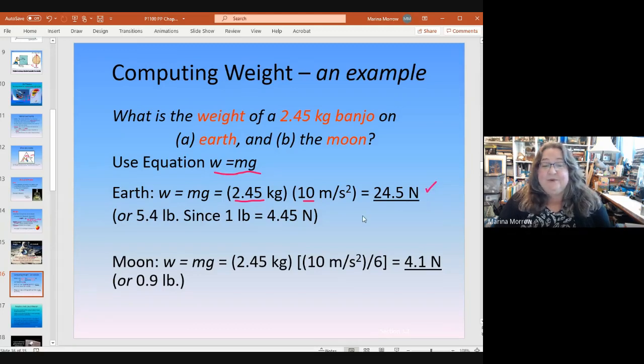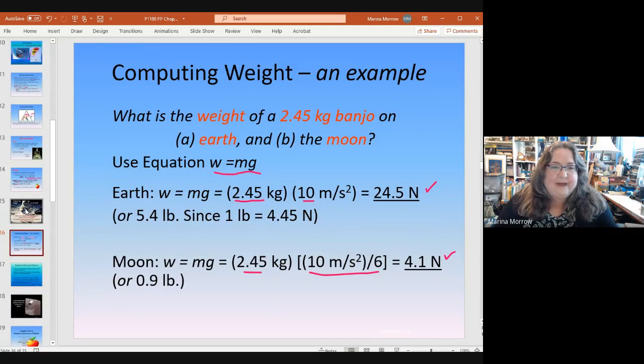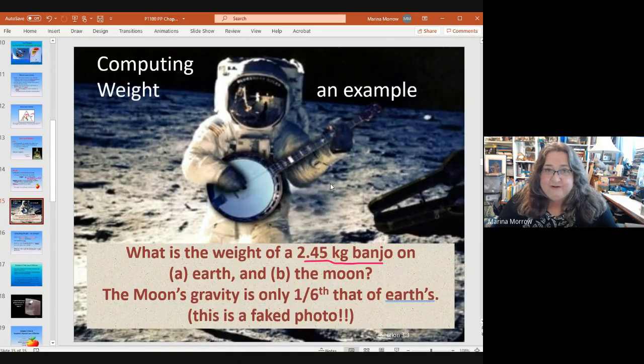Now, if we take it to the moon, we take the same mass, but now we divide by 6, and that ends up being 4.1 newtons. So it is 1/6 as much weight on the moon, but the mass is still the same. And by the way, of course, we don't usually play the banjo on the moon because it would cost a lot of money to get a banjo there, and there's no air to carry the sound waves.